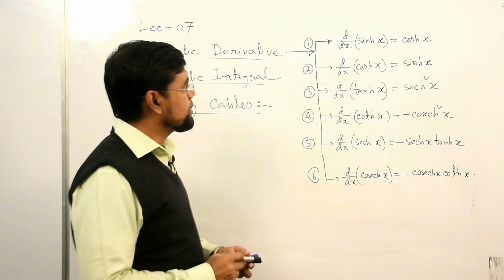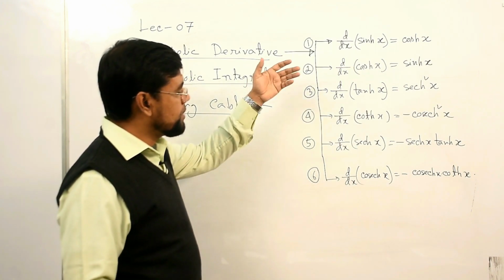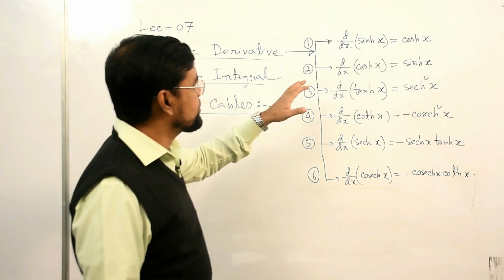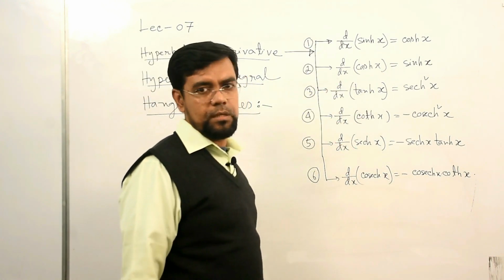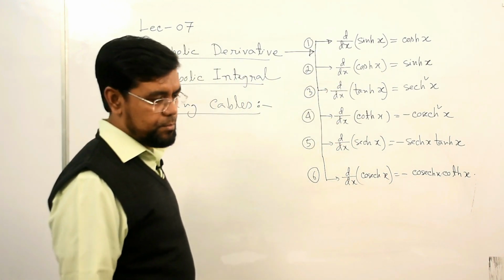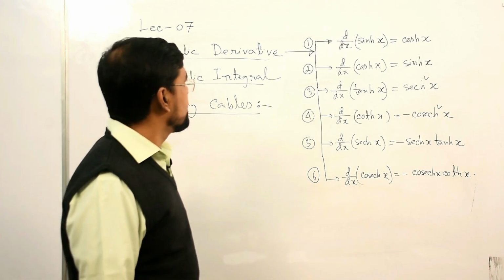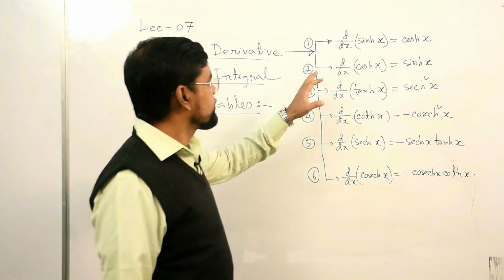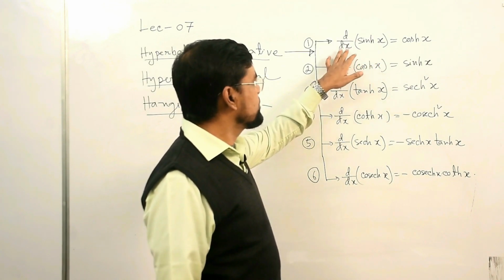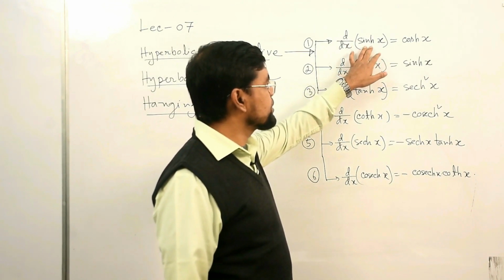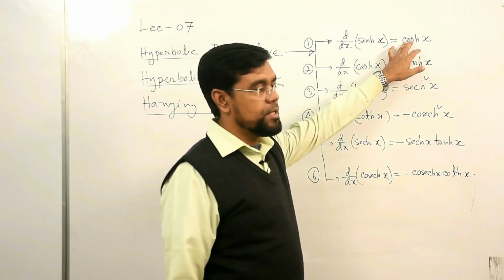And to differentiate hyperbolic functions, you need to again try to memorize these identities. The first one is the derivative of sine hyperbolic x is equal to cosine hyperbolic x.